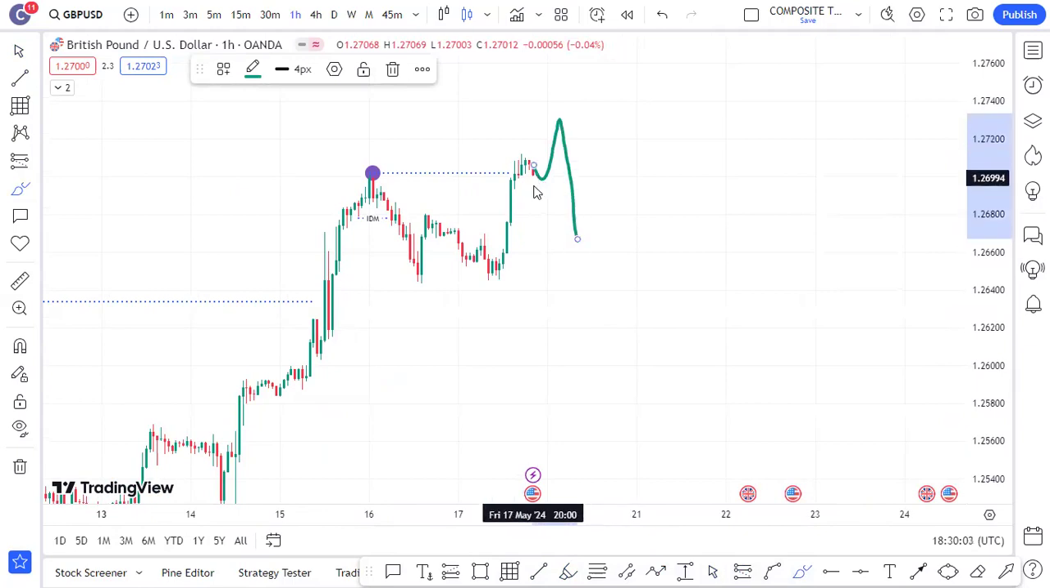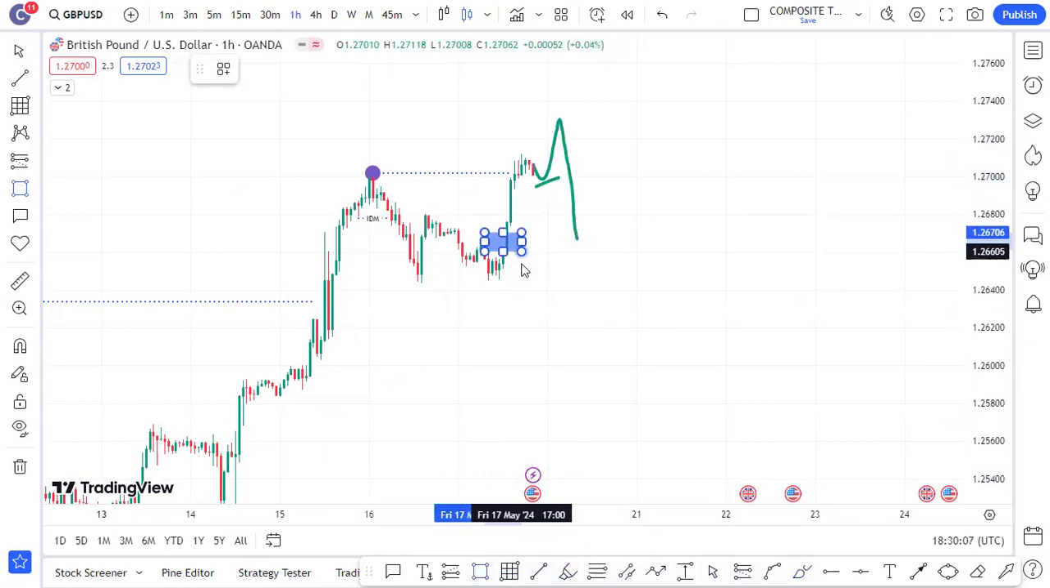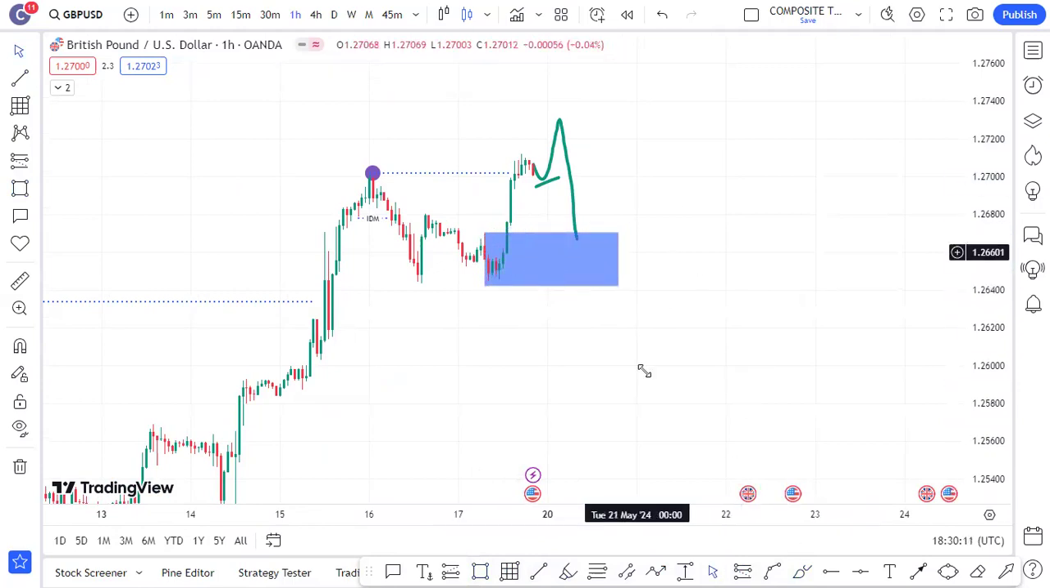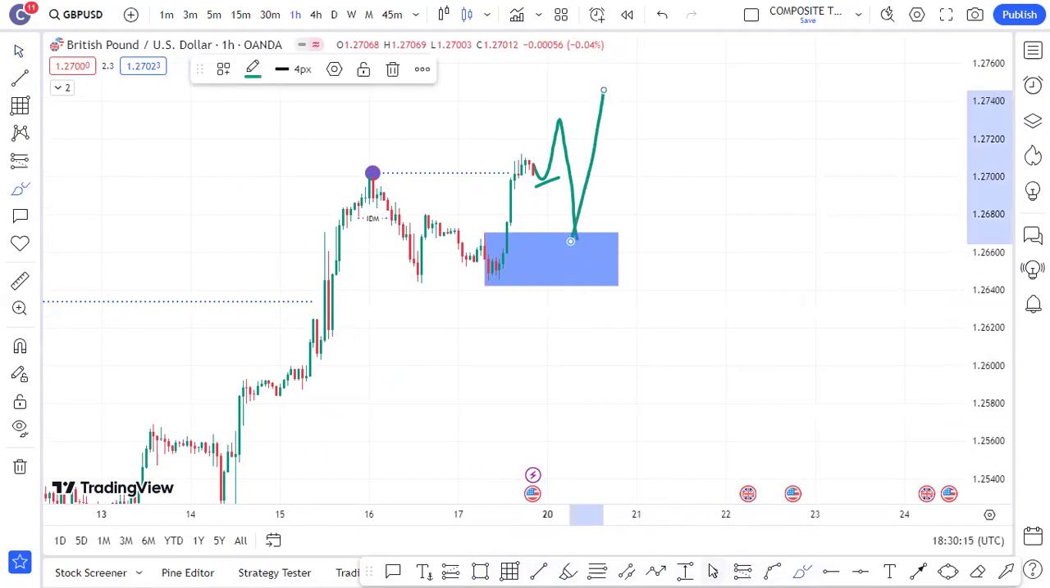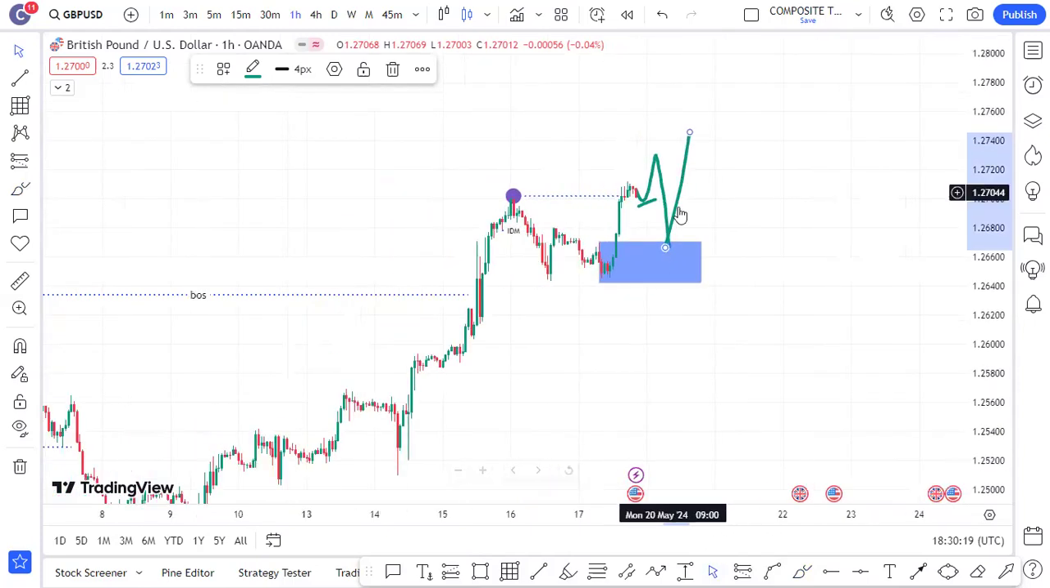And if it comes down and takes out the inducement, this one can be the order flow here, the last sell before the buy. This order flow can be a very sensitive zone to buy from, and you can see ourselves going to the upside. So this is GBPUSD, projected also to still go long on that.